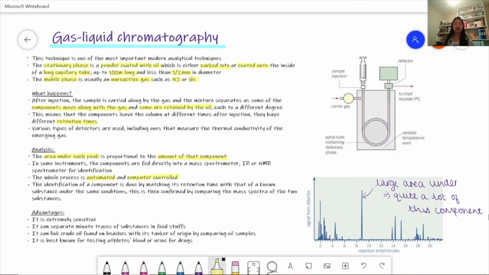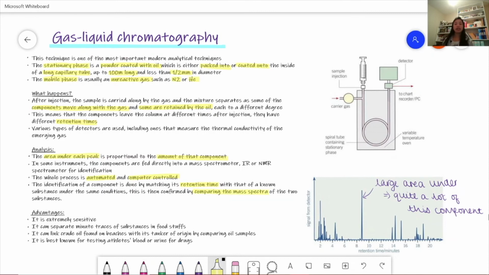And as I said before, the identification of a component is done by matching its retention time with a known substance under the same conditions. And this is then confirmed by comparing the mass spectra of these two substances just to make sure that they match.